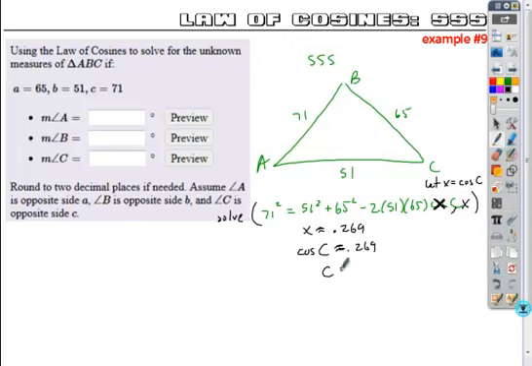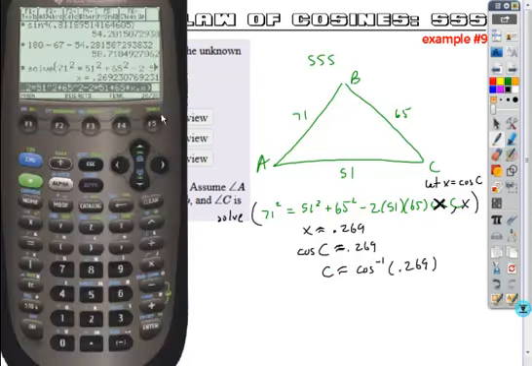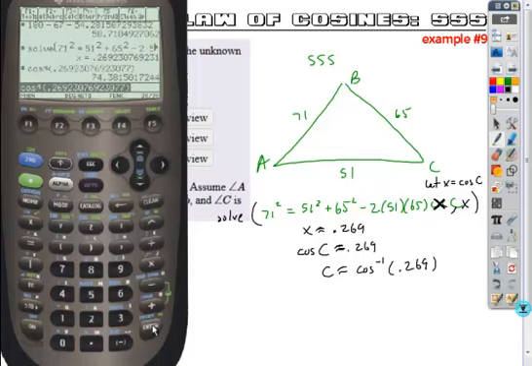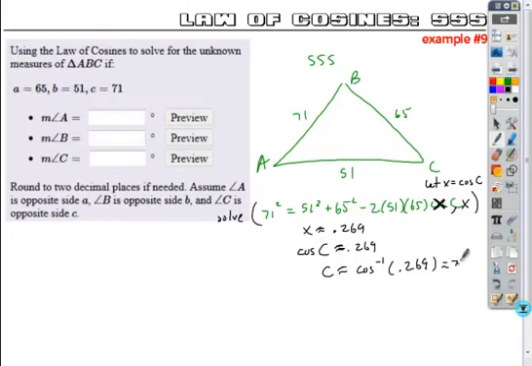And so if I want to solve for C, I can take the inverse trig ratio of that value. And so here I'm taking the inverse cosine of this quantity. Again, get rid of my x equals, and I get my angle measure. So 74.38 is my angle C.